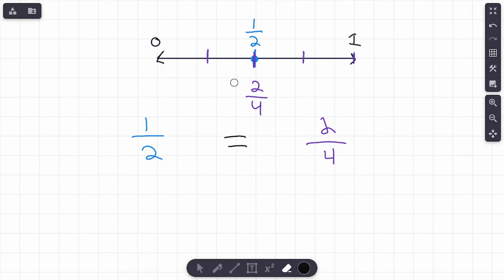I think it's worth a shot. Let me erase those 2 arrows. All right, let's see if we can create another equivalent fraction.